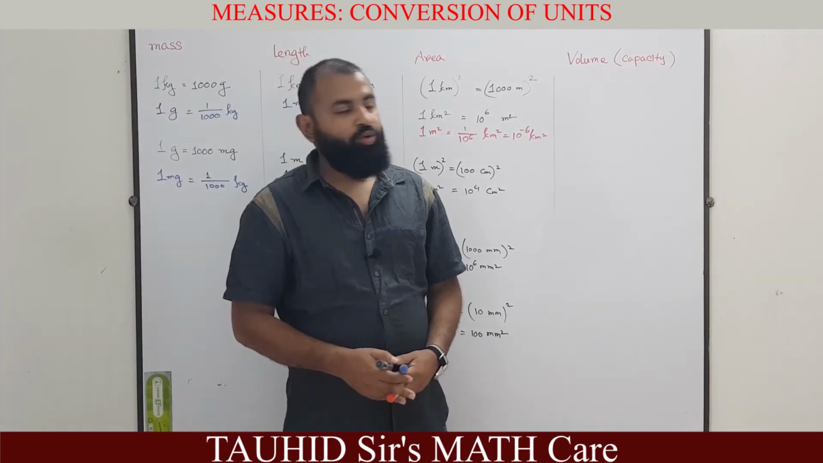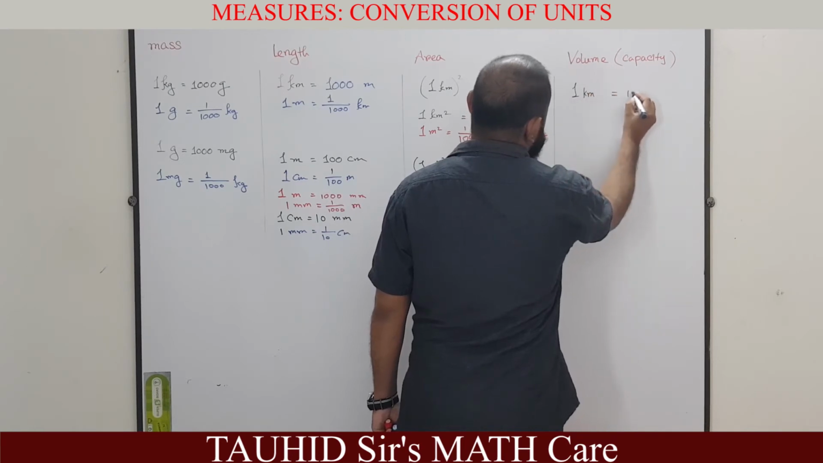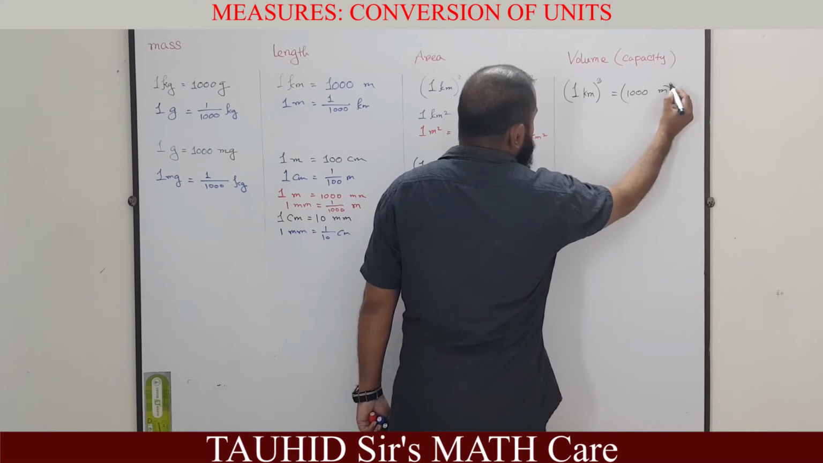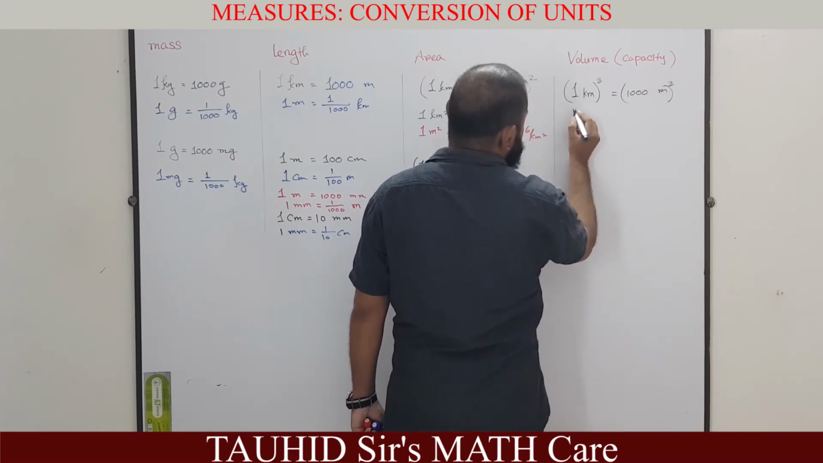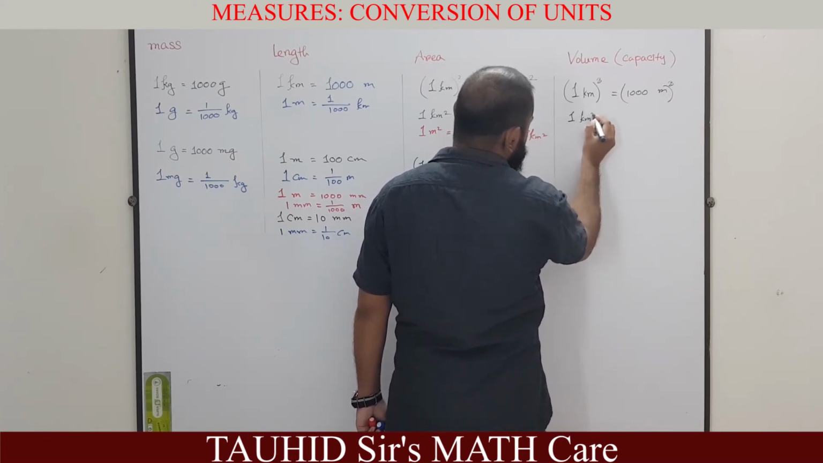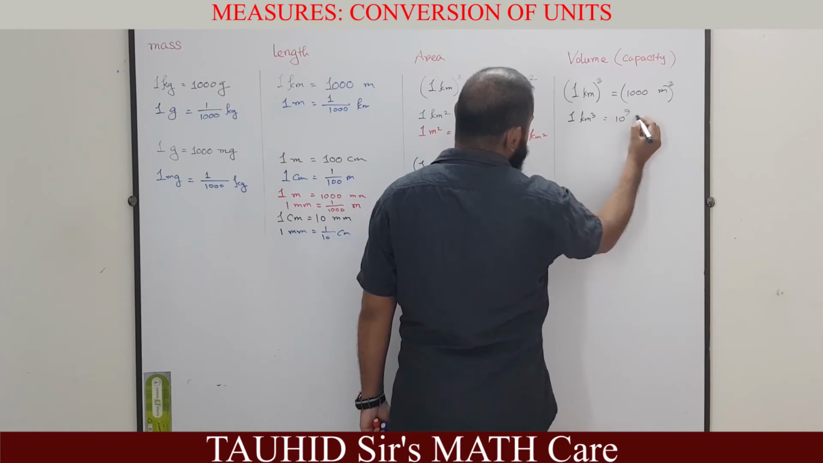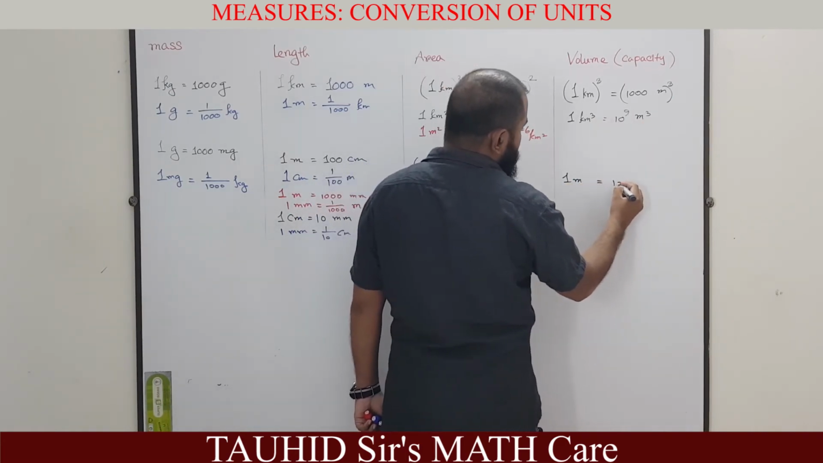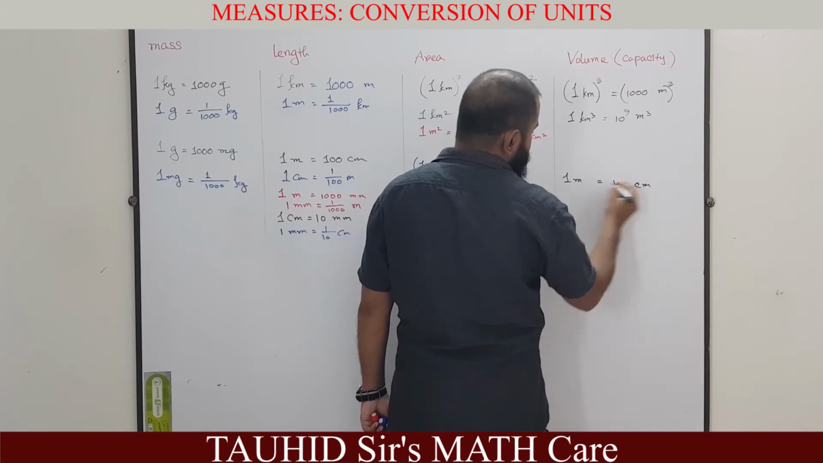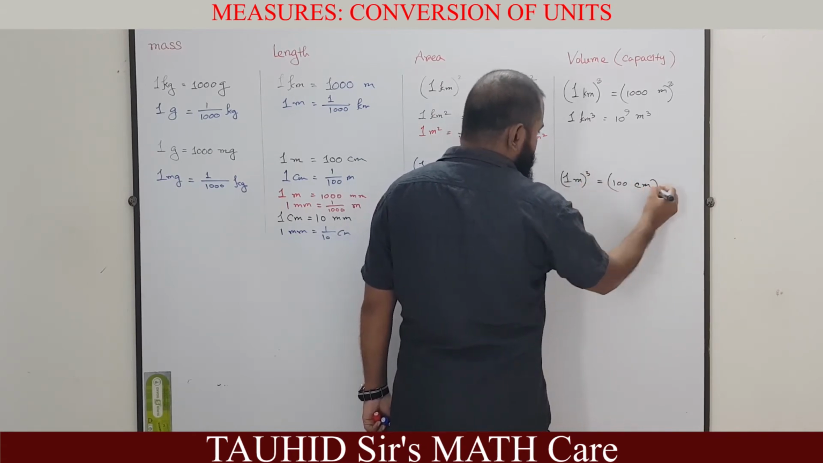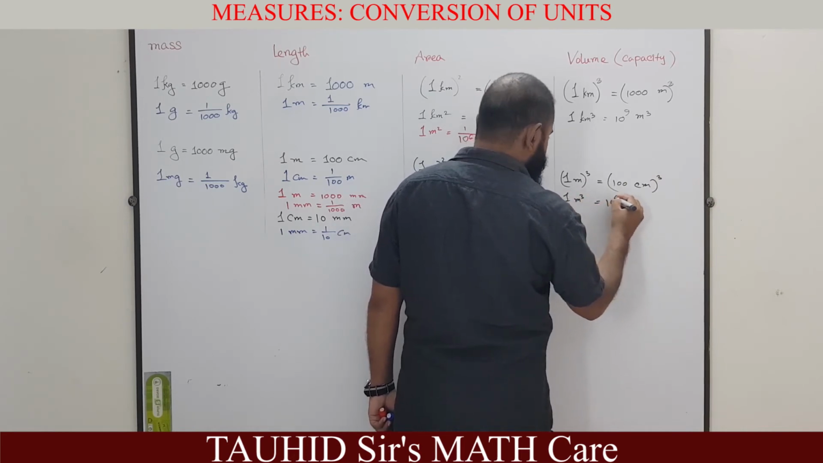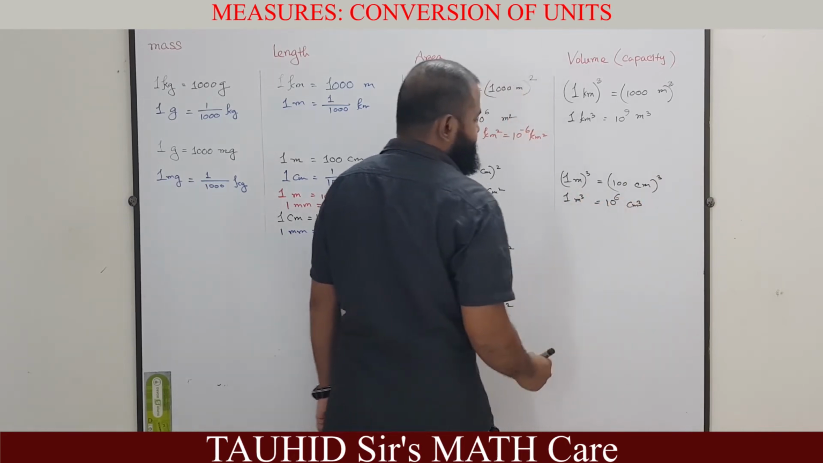Now let's talk about volume. 1 kilometer equals 1000 meter. Therefore 1 kilometer cube equals 1000 meter whole cube. That means 1 kilometer cube equals 10 to the power 9 meter cube. 1 meter equals 100 centimeter. 1 meter whole cube, 100 centimeter whole cube. That means 1 meter cube equals 10 to the power 6 centimeter cube.